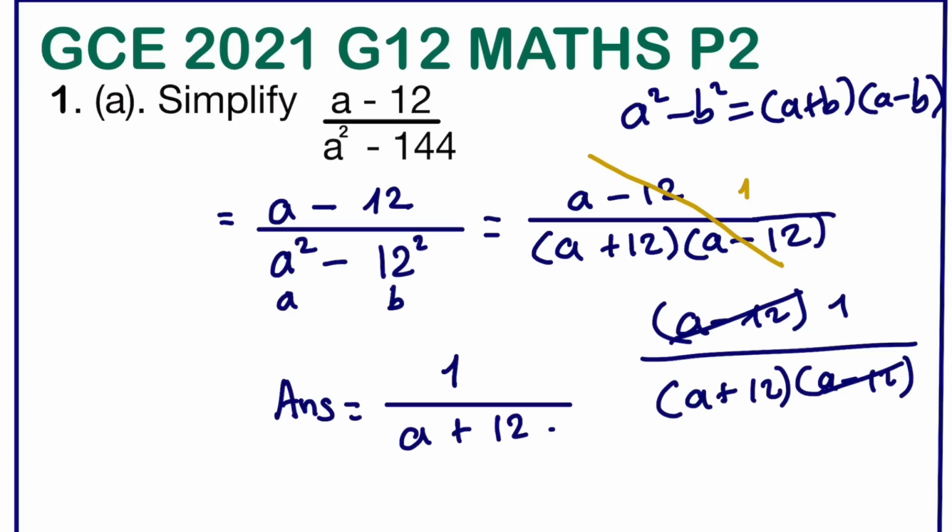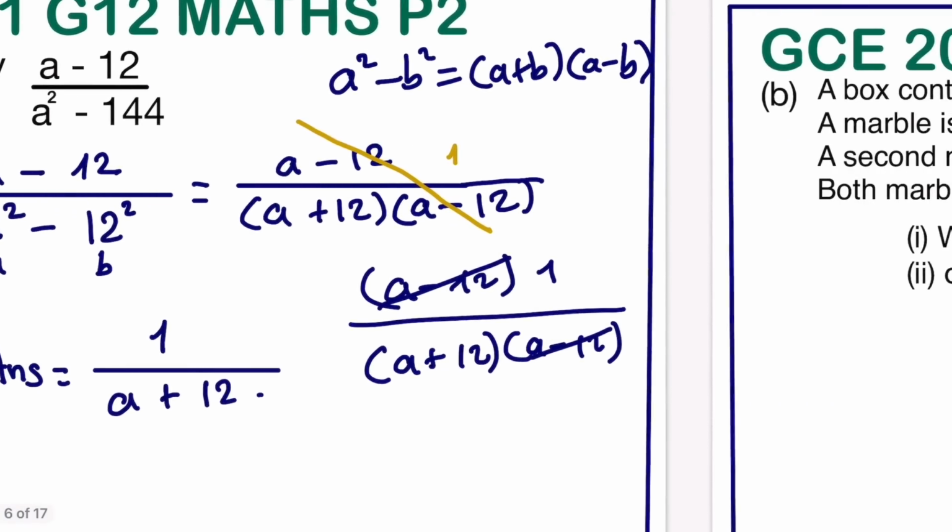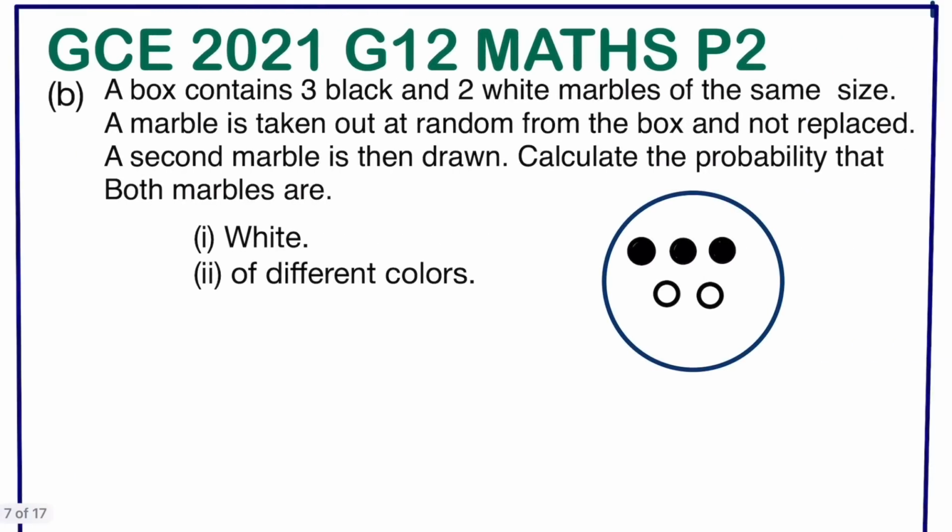Okay, so let's move to the second question. Let's move to the B part. The B part involves probability. A box contains 3 blacks and 2 white marbles. So we can see it here. We have 3 black marbles and we have 2 white marbles of the same size. A marble is taken out at random from the box.